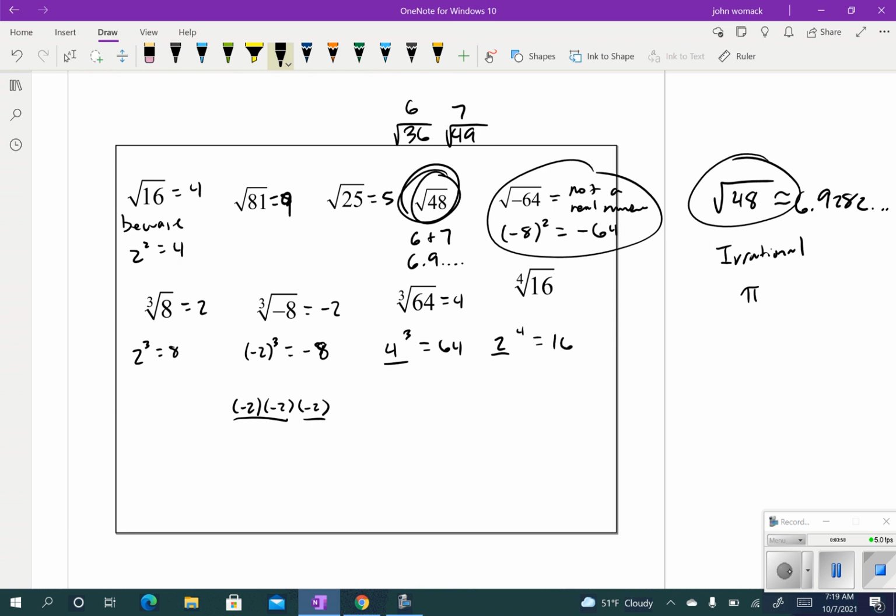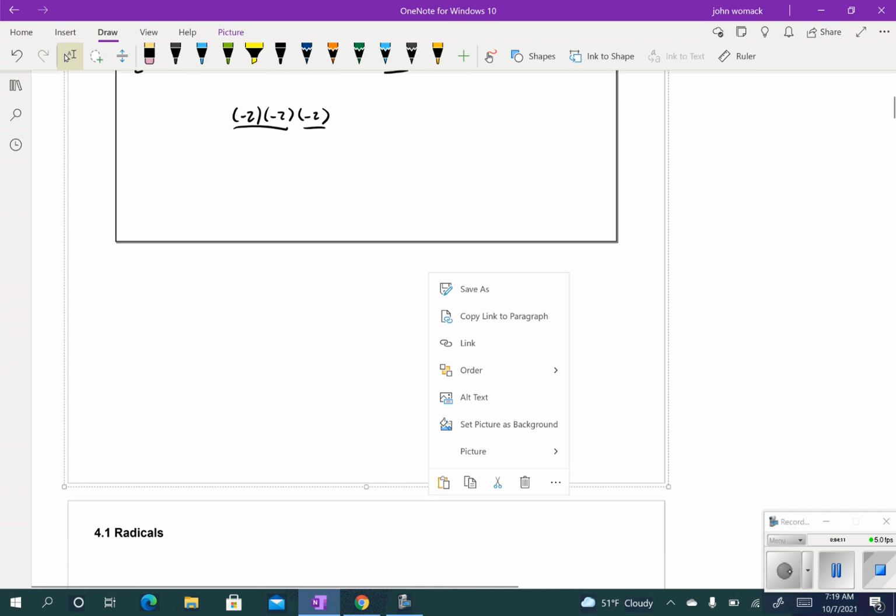What we're going to focus on today is taking a number like the square root of 48, and even though I cannot write the decimal equivalent because the decimal goes on forever, I could write an approximate, but it wouldn't be exact. So instead I'm going to take the square root of 48 and just simplify it, and I'll show you how to do that.